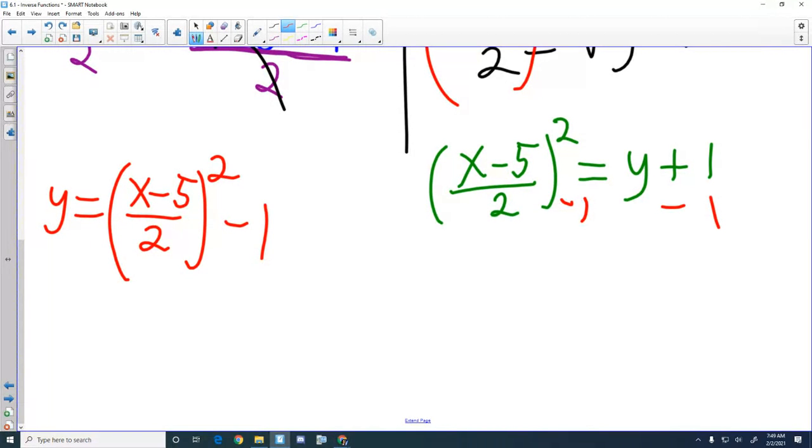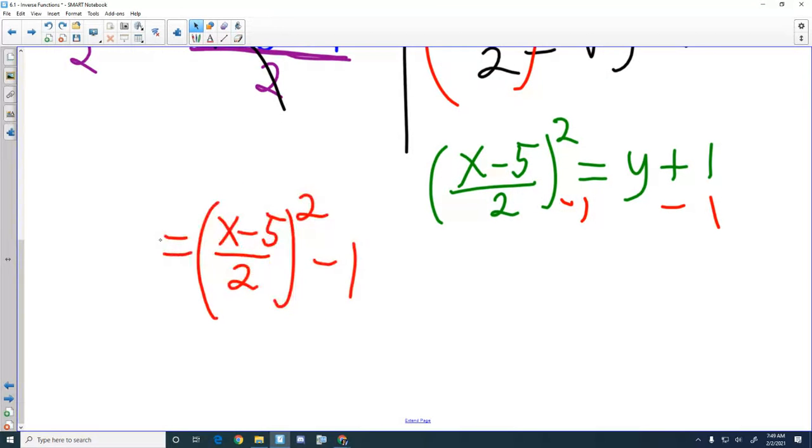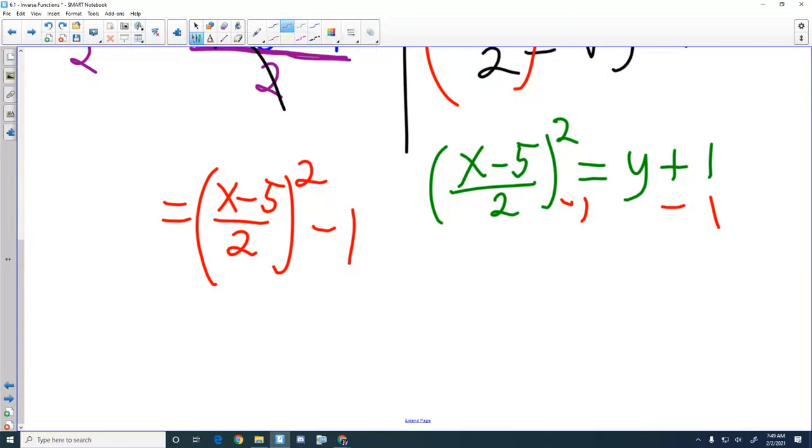And then you can just replace that y with f inverse of x. Oh, I need more room. F inverse of x equals this: x minus 5 over 2 squared minus 1. If you want to leave your answer just like this, that is 100% okay.